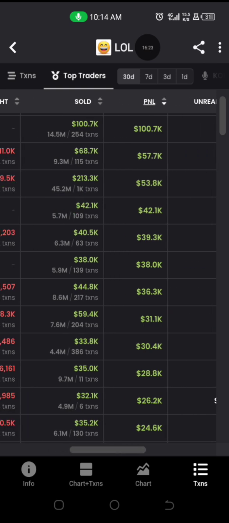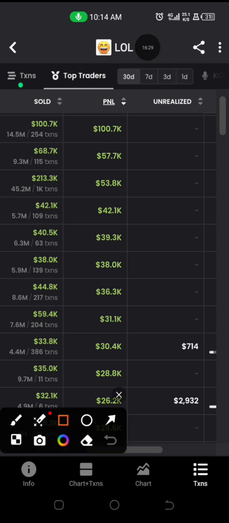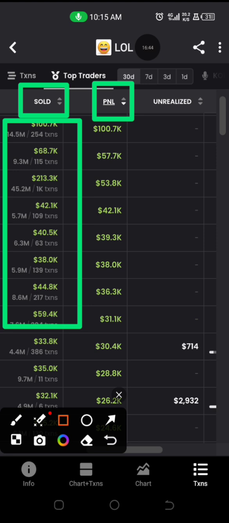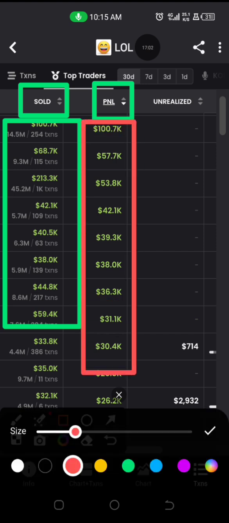Now, let's scroll. Okay, let me explain. I've indicated sold. So when you see sold, and the PNL, that means to get a PNL, you have to minus how much the person used to buy from this sold area. For instance, if I use 20k to buy and I sold 30, that means I will minus my 20 I used to buy from the 30. So what is going to remain, that is what you are going to see here. So that is under PNL.